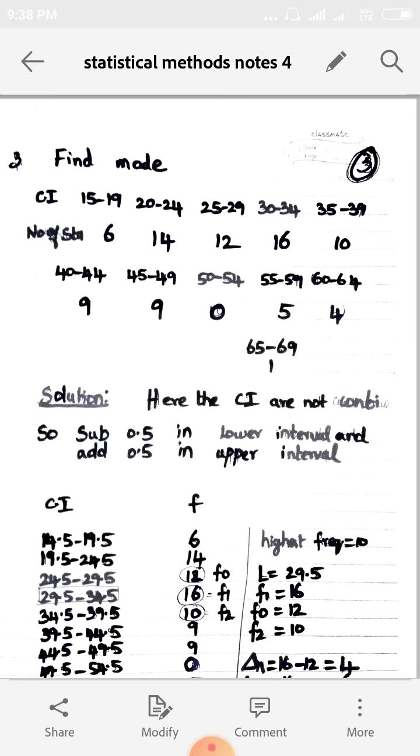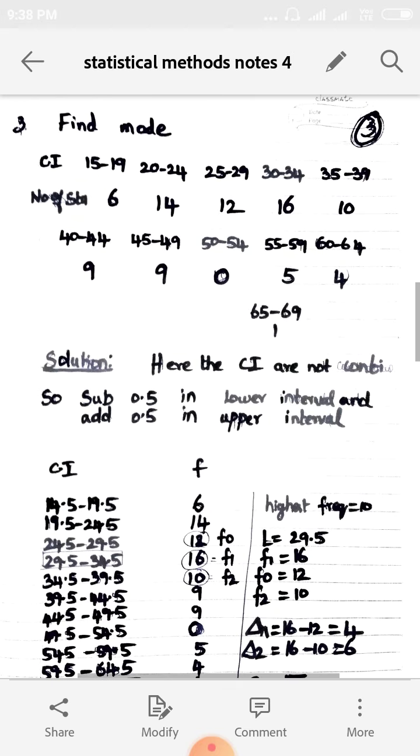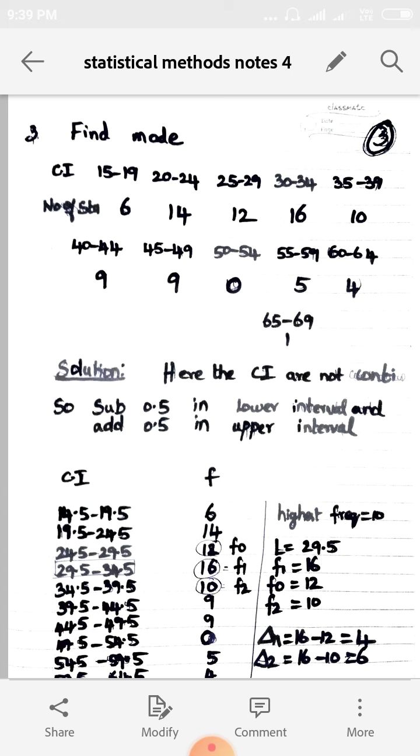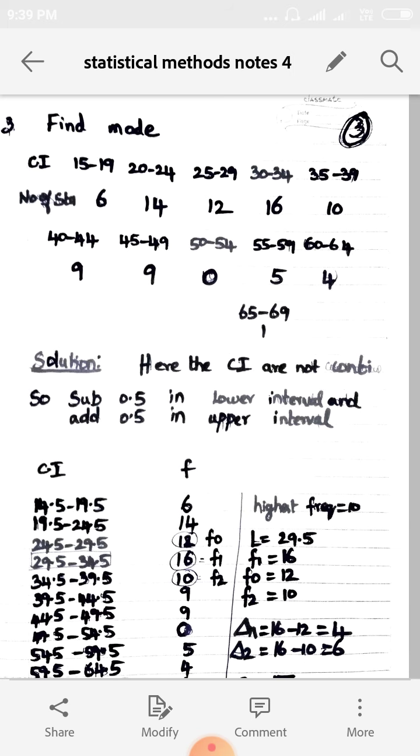See, the class intervals are given: 15 to 19, 20 to 24, 25 to 29, 30 to 34, 35 to 39, 40 to 44, 45 to 49, 50 to 54, 55 to 59, 60 to 64, 65 to 69. And all the number of students values are given. Here the class intervals are not continuous, so first we have to rearrange the class intervals. Subtract 0.5 from the lower limit and add 0.5 to the upper limit.